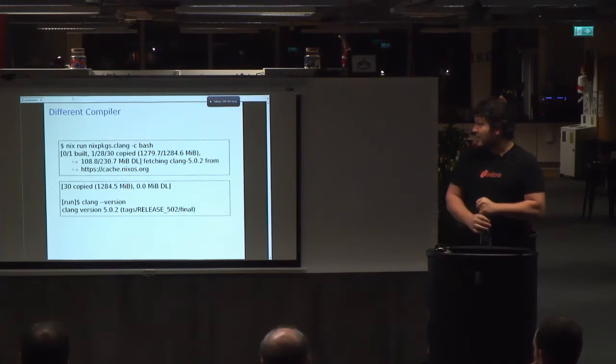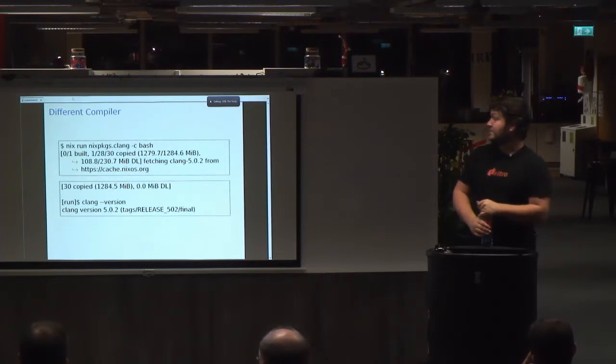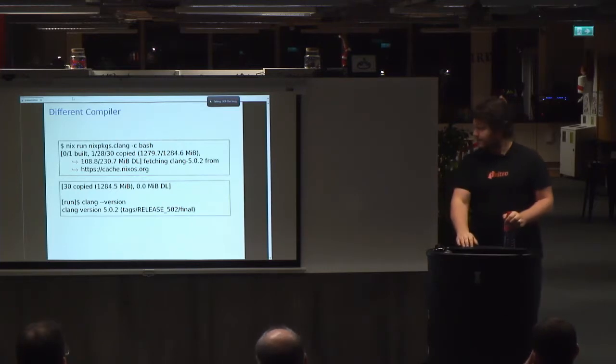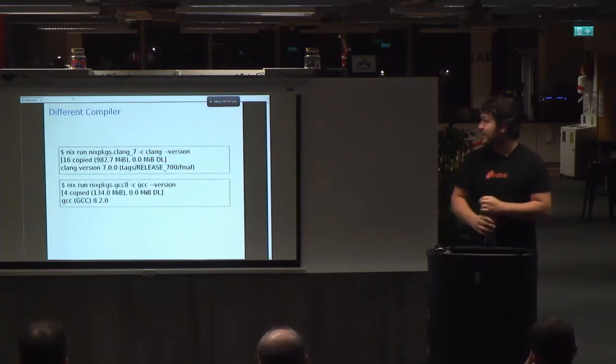So far, the default compiler that came with the package, that the package was built with, was GCC. But with nix run, I can load Clang. And then if Clang is not already installed or downloaded on the computer, nix run will fetch it. And if it's not available on the remote binary cache, it will get built. In this case, everything was downloaded.